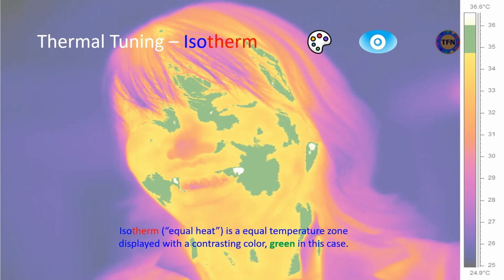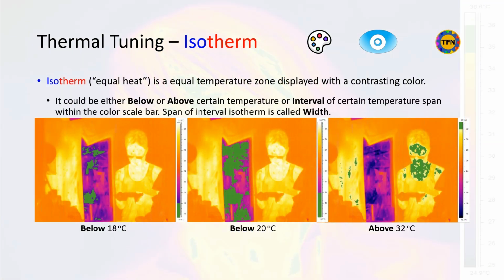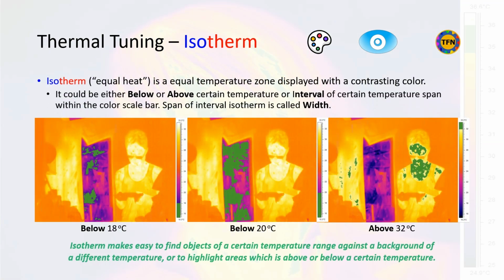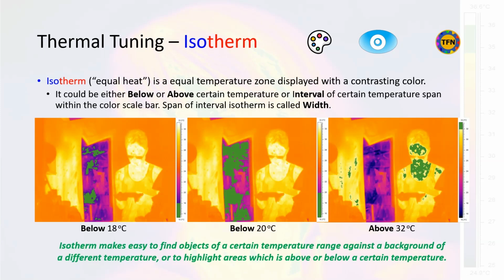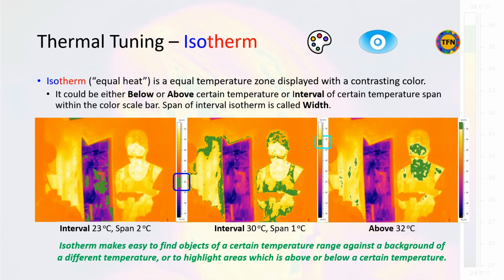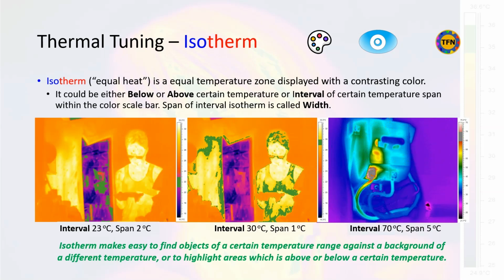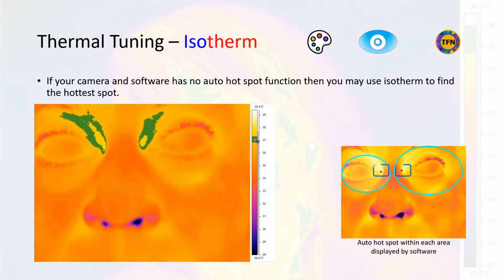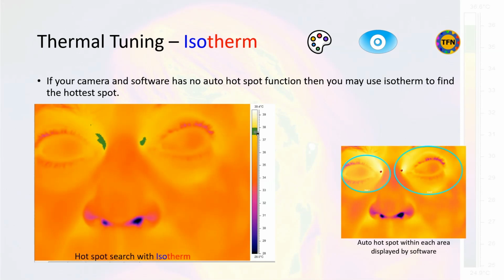Isotherm is an equal temperature zone displayed with a contrasting color, green in this case. Isotherm could be either below or above certain temperature or interval of certain temperature with certain width. It highlights areas which have a certain apparent temperature range or areas below or above certain apparent temperature. Isotherm can be used to locate hottest spot on the image as demonstrated here.